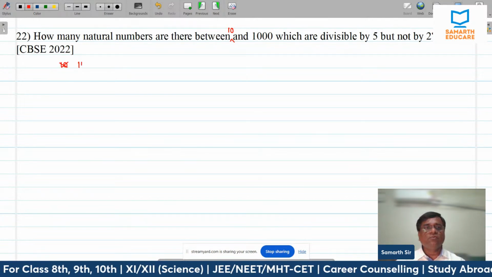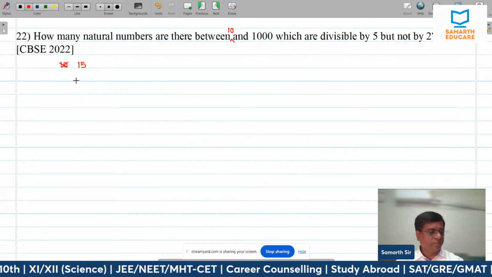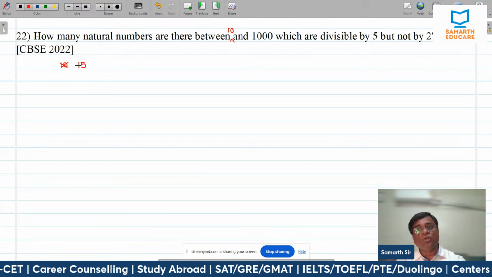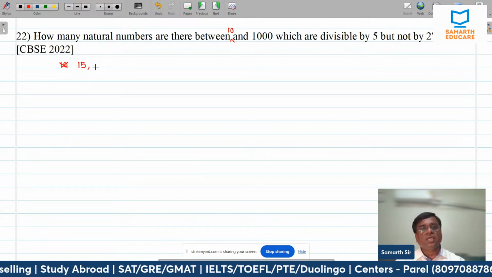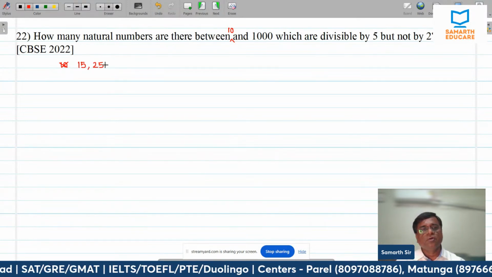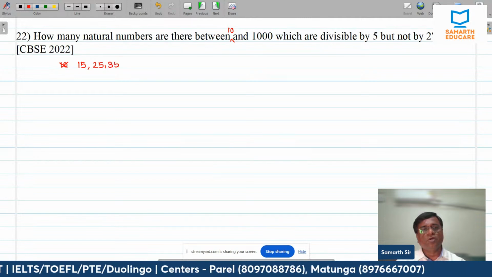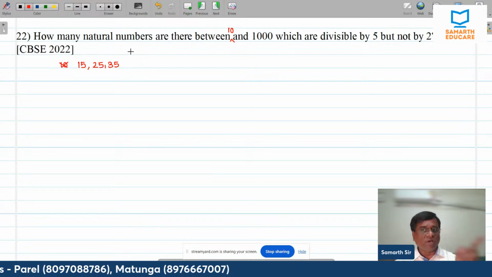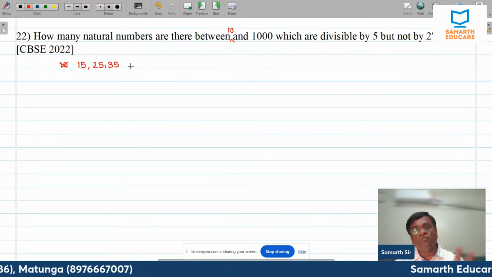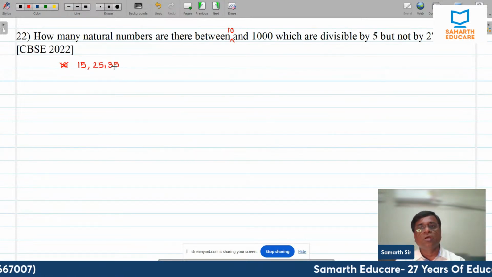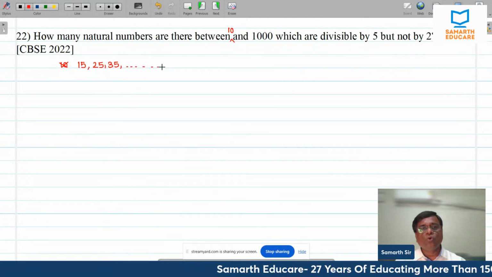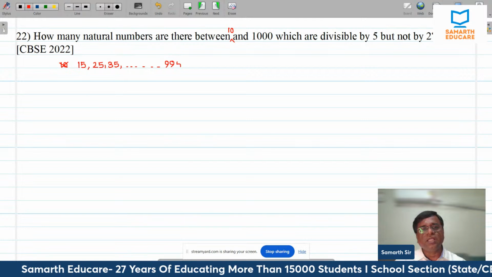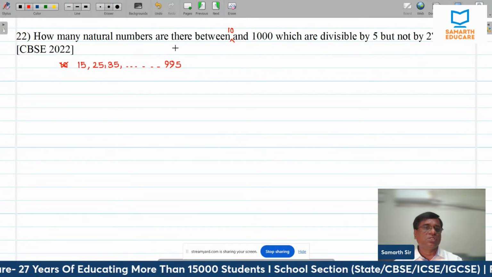So I will take 15 as my first number. Now if you look at this number, this is divisible by 5 but not 2. The second number would be 25. The third number would be 35, because 30 is divisible by 5 as well as 2, but we are looking for numbers divisible by 5 but not 2. Like this, if I go on, the last number would not be 1000, but it would be 995.